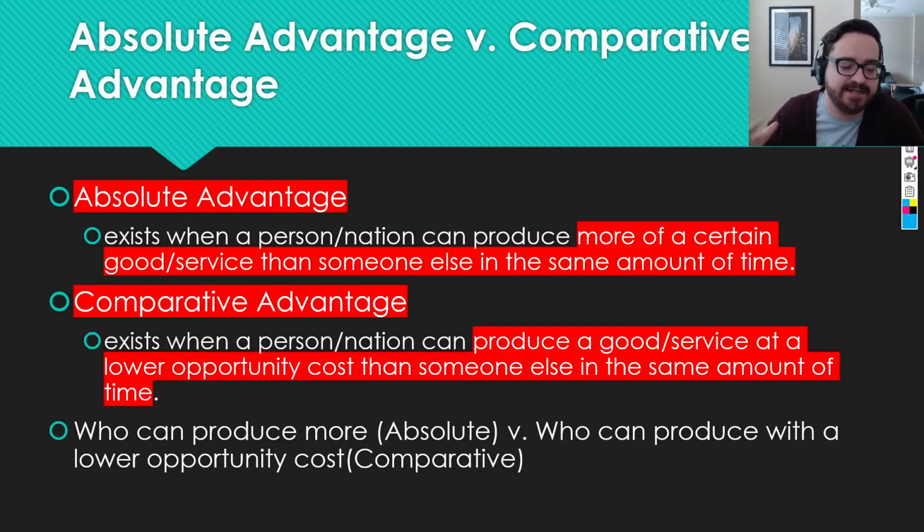Like in the case of the United States versus the Ivory Coast, we have the absolute advantage in chocolate. We could definitely produce more of it than they could if we were to put all of our resources towards it. But they have the comparative advantage in it because they have a lot fewer other options, so their opportunity cost will be significantly smaller than ours. So the idea is simple. Who can produce more versus who can produce at a lower opportunity cost?